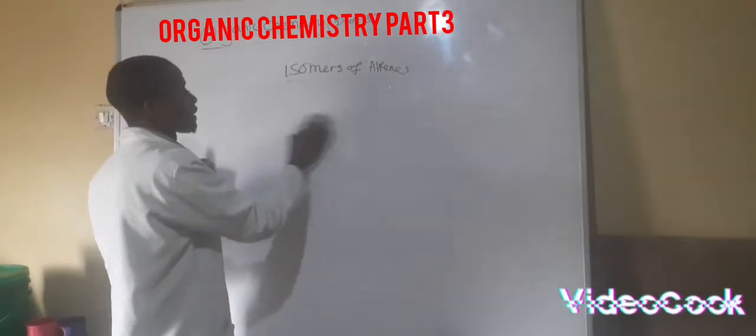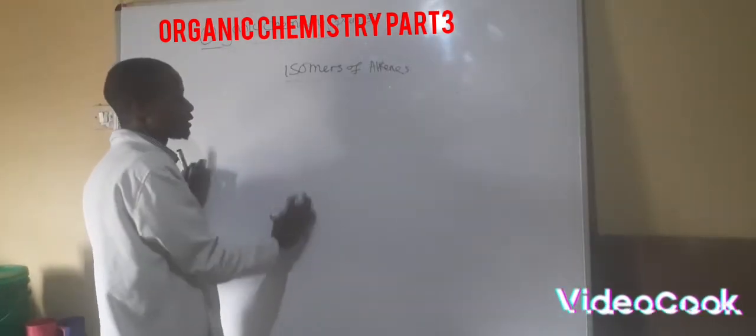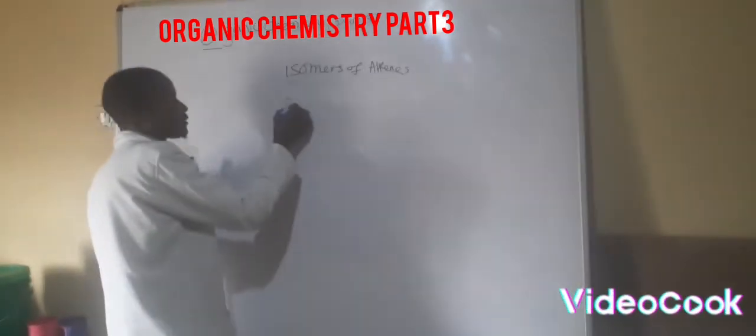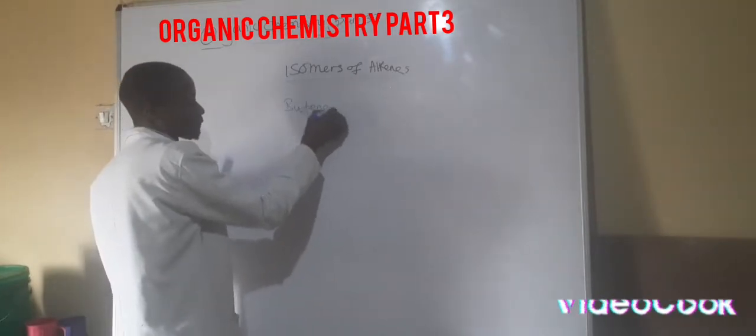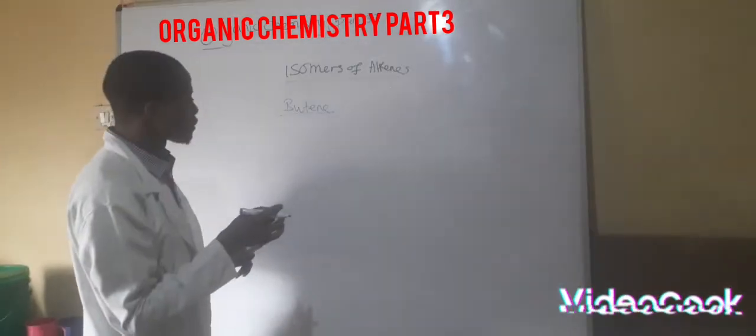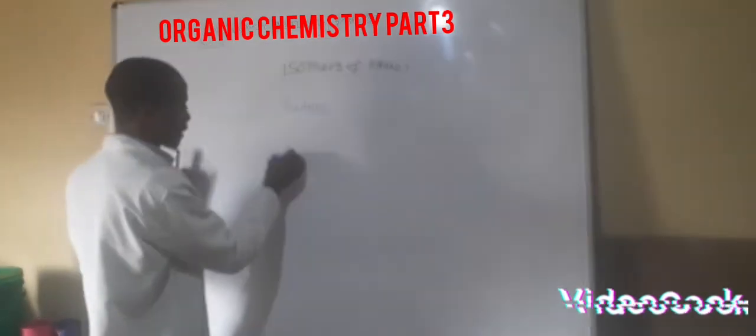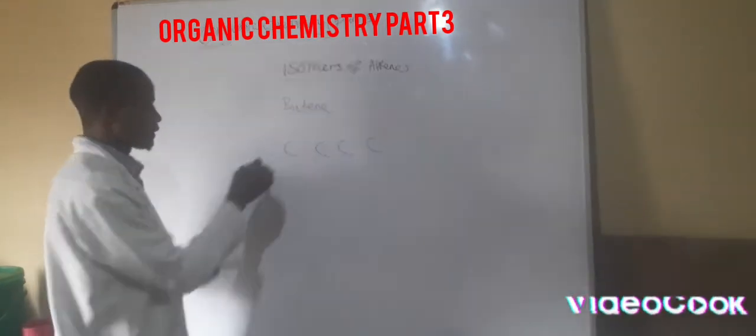So the third alkene is butene. Do not forget, the third alkene is butene. So we're going to look at butene first, and we want to know the isomers of butene. First, we know that butene has four carbons. Then we can put a double bond there, anywhere you think it should be. Okay, so two more bonds to be stable.